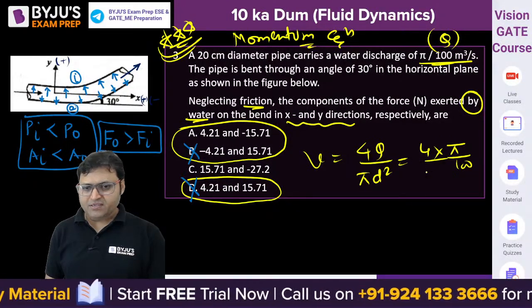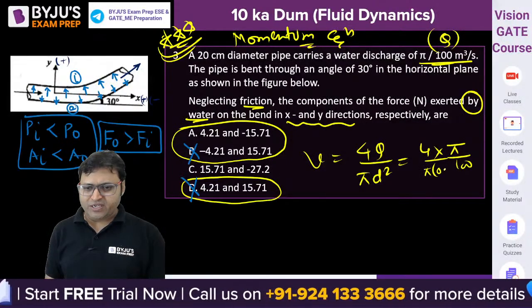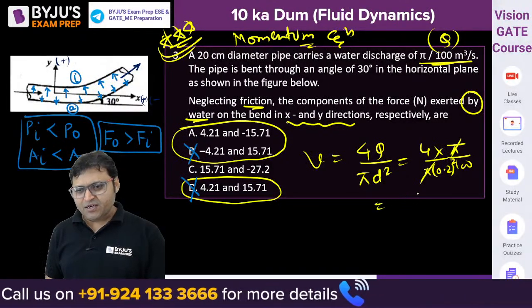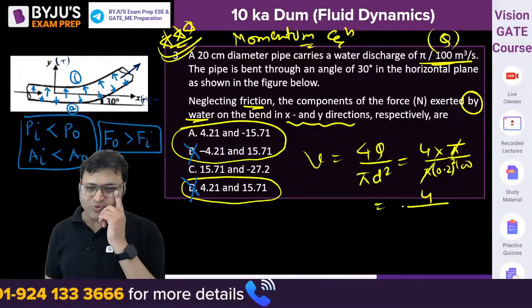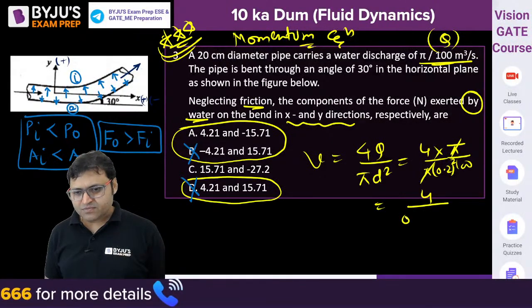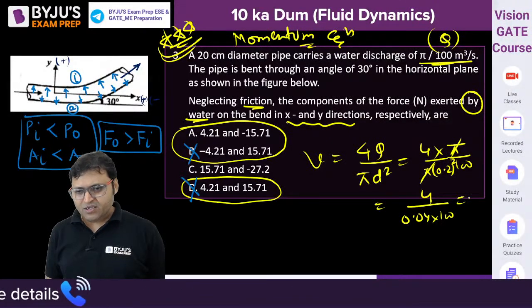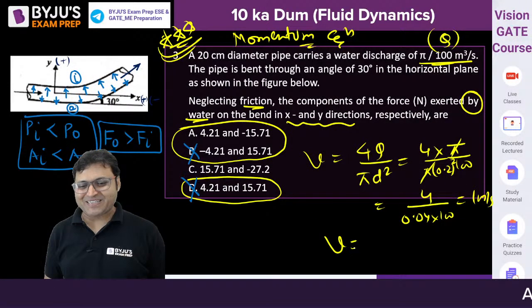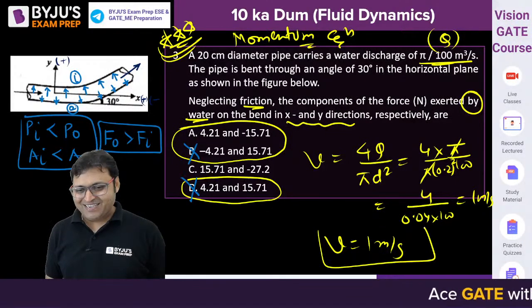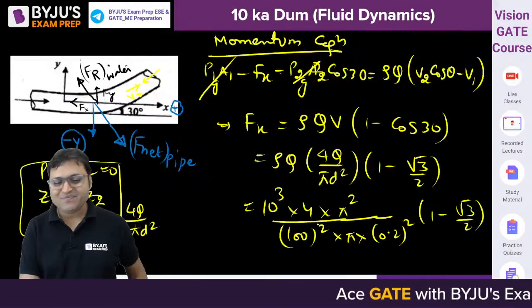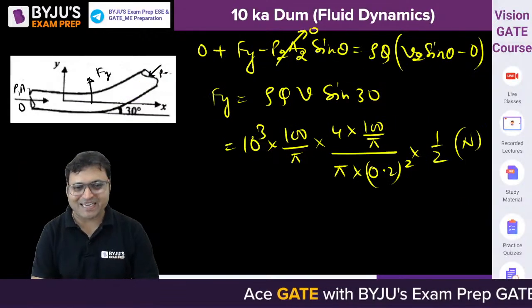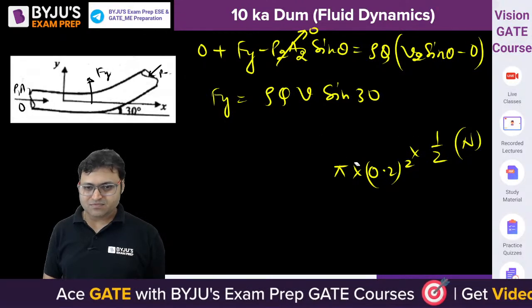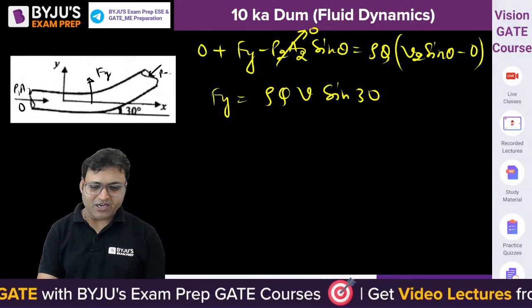And then pi into d square. So pi and pi will get cancelled out. So it will be 4 upon 0.2 square, which is 0.04, into 100. So it will be 1 meter per second. Velocity is 1 meter per second. Are you getting velocity as 1 meter per second? If you are, then it will be simple.